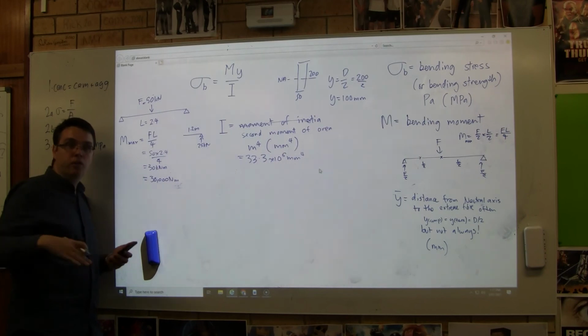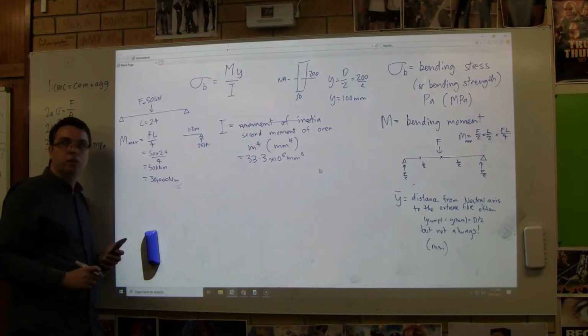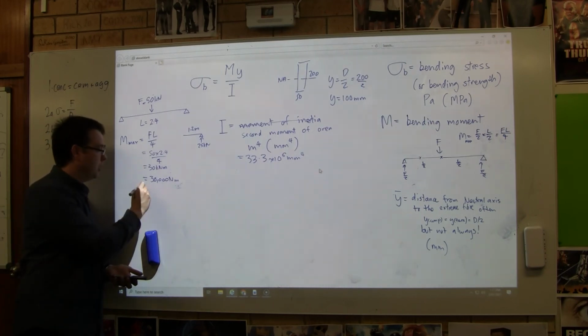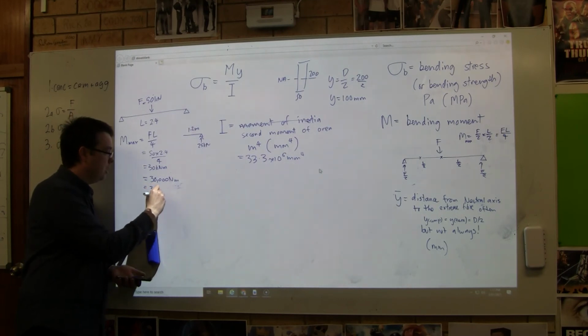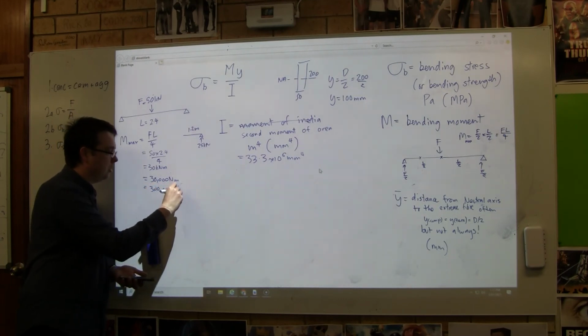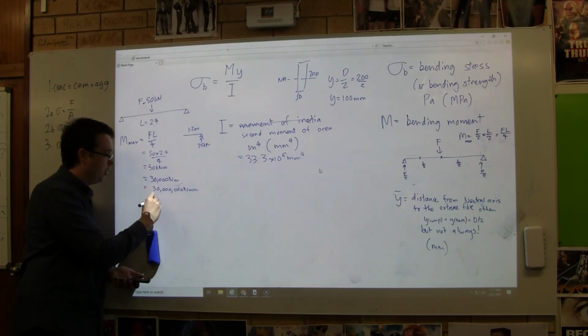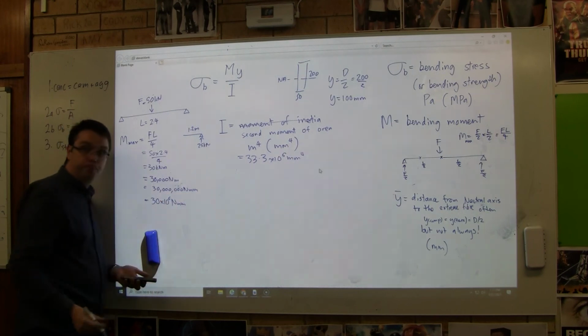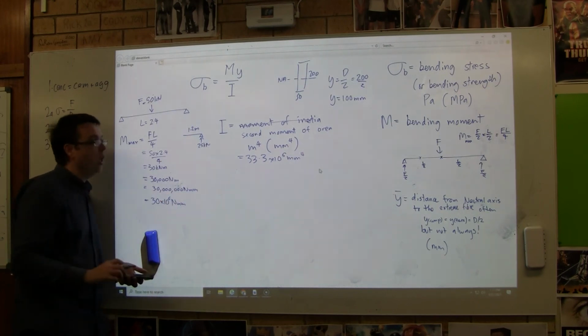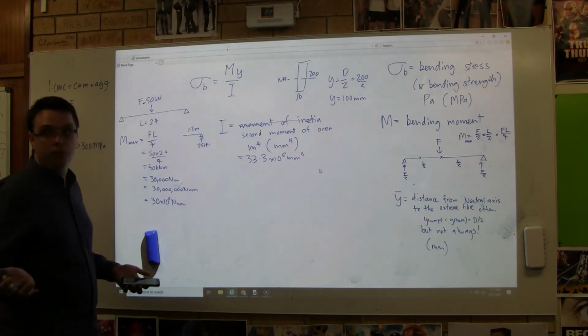Okay, how many millimeters are there in a meter? If you have a meter ruler, how many millimeters are there? 1,000. So that means there's 30,000 Newton millimeters. Another way of writing that is 30 times 10 to the 6 Newton millimeters. Yeah? Okay, so we've now got all the information we need, right?